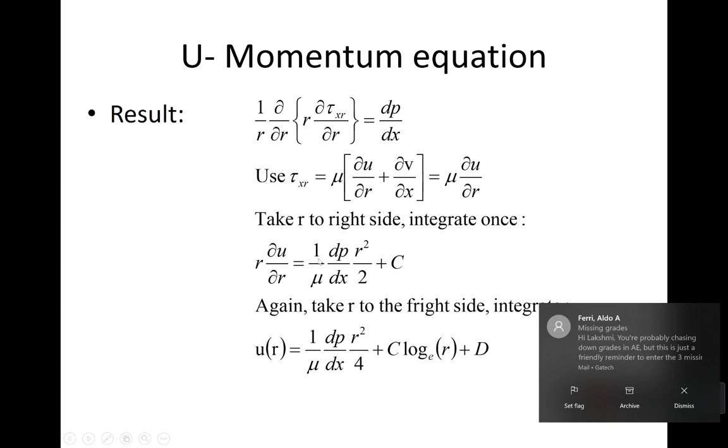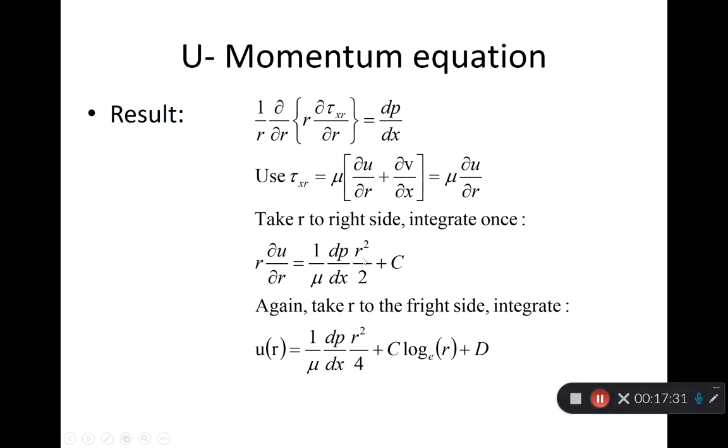Now bring this r to the other side. So this will become r, and this will become c over r. Integrate it one more time. You'll get r squared over 4 because you have an r. R squared over 2, you already have a 2, so it'll become 4. C over r will become c log r plus d. So in homework number 2, this is your starting point.